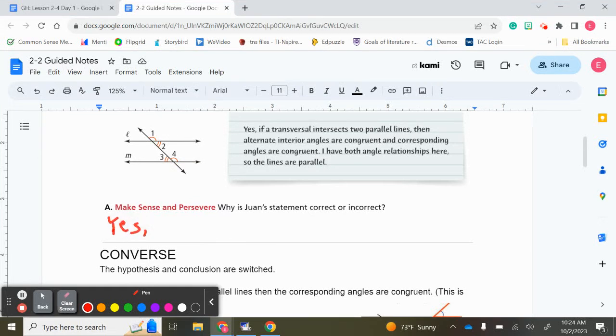Okay. And you just state he made a logical conclusion based on given information.